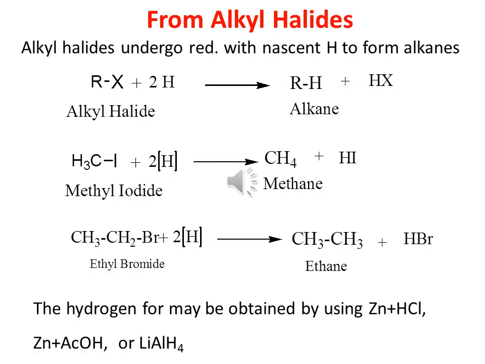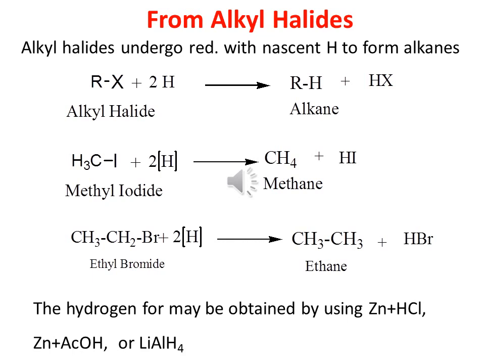Alkyl halides on reduction with nascent hydrogen form alkanes. For example, the question is how the nascent hydrogen can be produced. There are several ways by which you can produce the nascent hydrogen. One is the reaction of zinc with hydrochloric acid, or you may react the zinc with acetic acid, or you may use the zinc-copper couple in ethanol, or red phosphorus and hydroiodic acid may be used to produce the nascent hydrogen. Another method is the use of aluminum amalgam in ethanol.